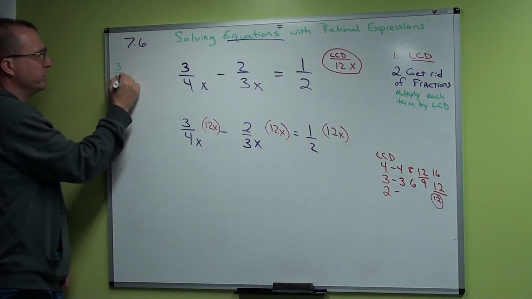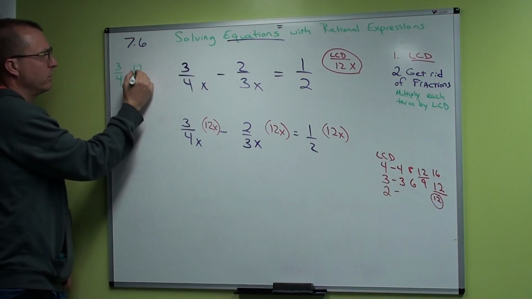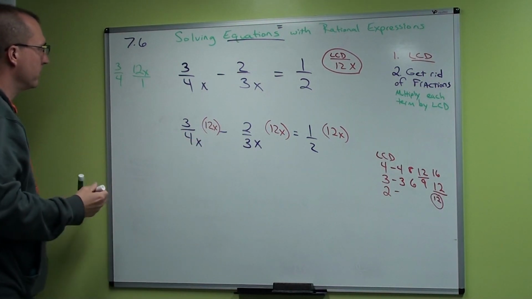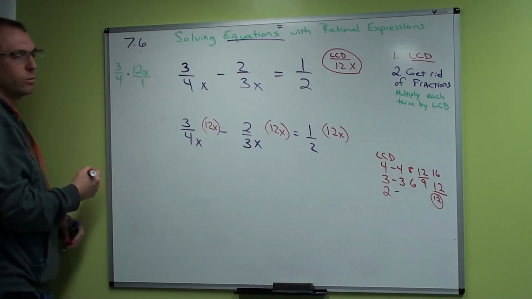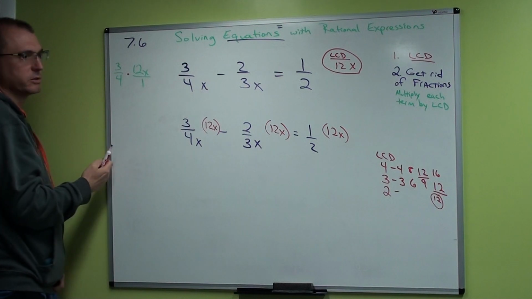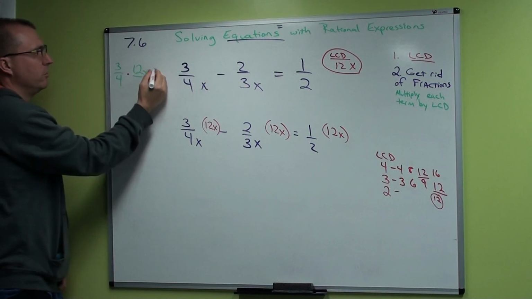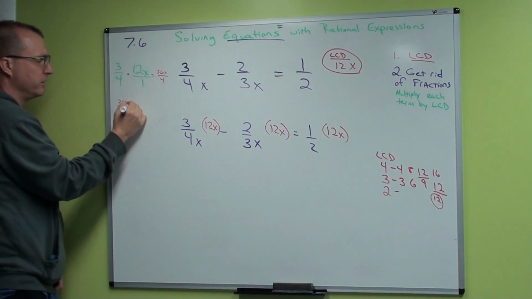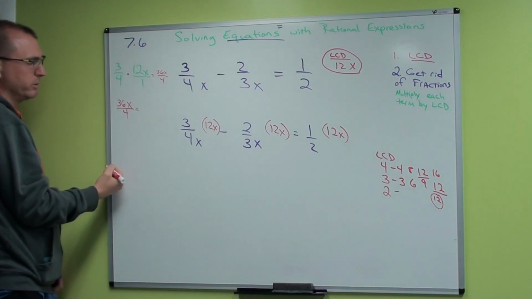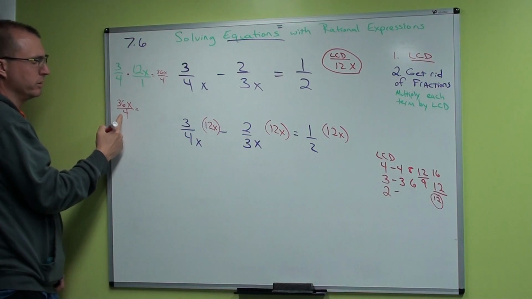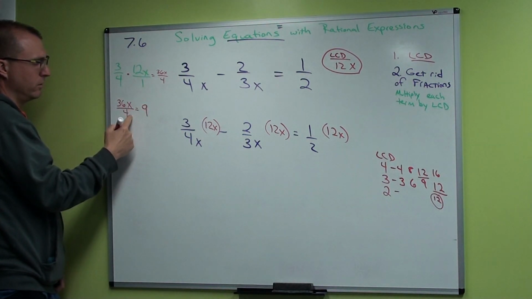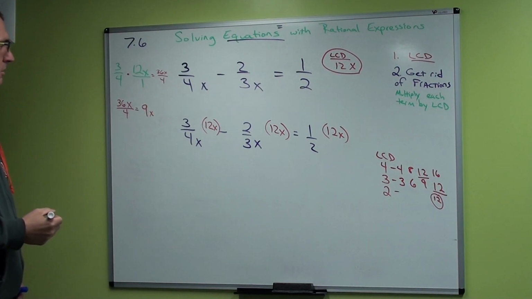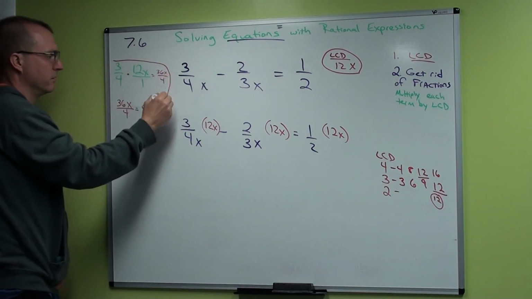If you had 3/4 and you had 12x over 1, and we're multiplying, the rule for multiplying is just multiply straight across. You would get 36x over 4. And then you have to simplify. 36 divided by 4 is 9, and then x divided by 1 is x. That's it, 9x. That's our answer. This is one option for solving that.